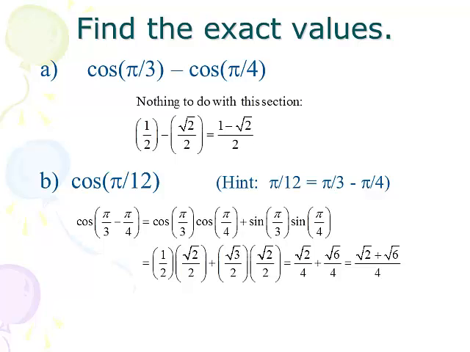Now we do math, and we multiply, and we get square root of 2 over 4 plus the square root of 6 over 4, which we cannot combine other than the fact that they have a common denominator. And so we end up with a cosine of pi over 12 equaling square root of 2 plus square root of 6 all over 4.